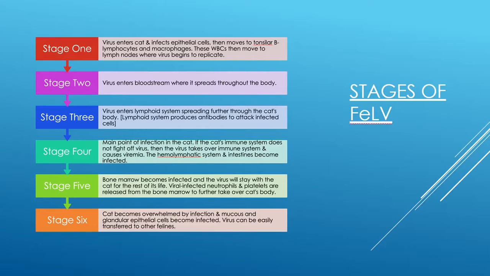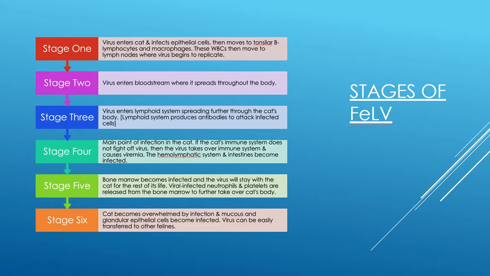In stage 1, the virus enters the cat and infection begins in the oropharynx, where the virus infects epithelial cells, B lymphocytes, and macrophages. In stage 2, the virus enters the bloodstream and continues to spread throughout the body. In stage 3, the virus enters the lymphoid system and spreads further throughout the cat's body. Stage 4 is the main point of infection.